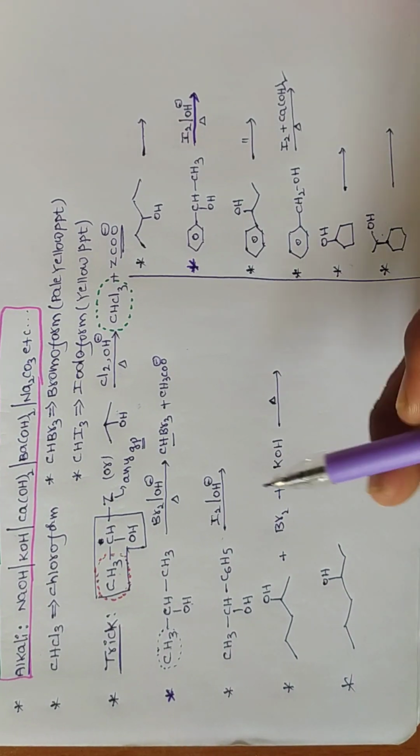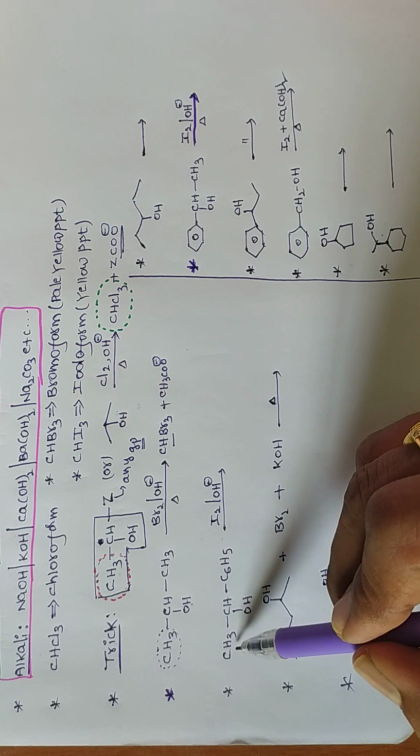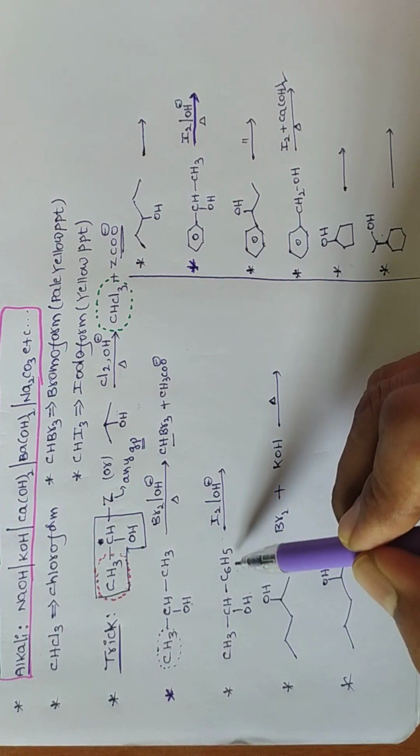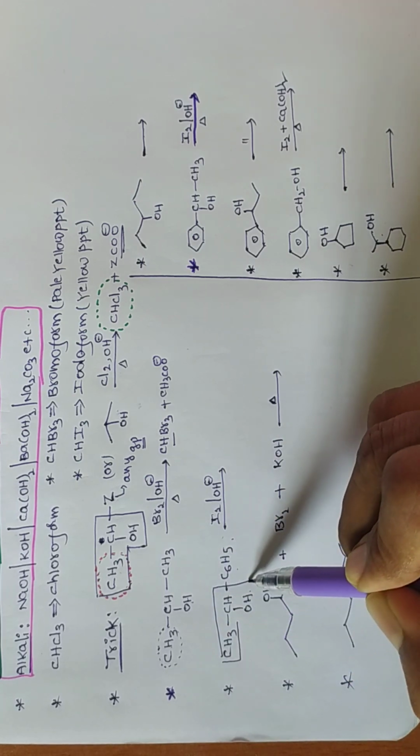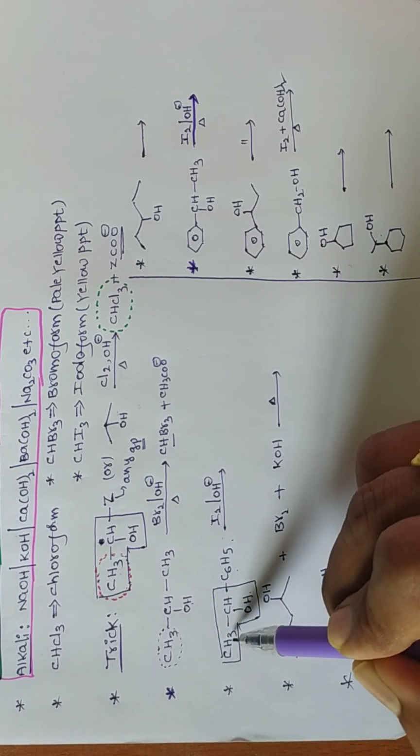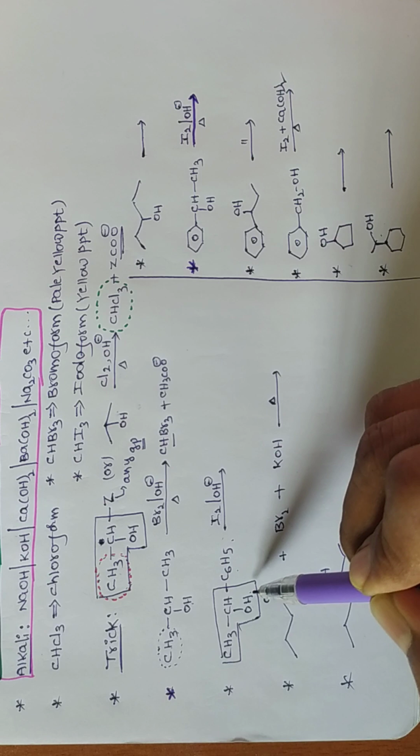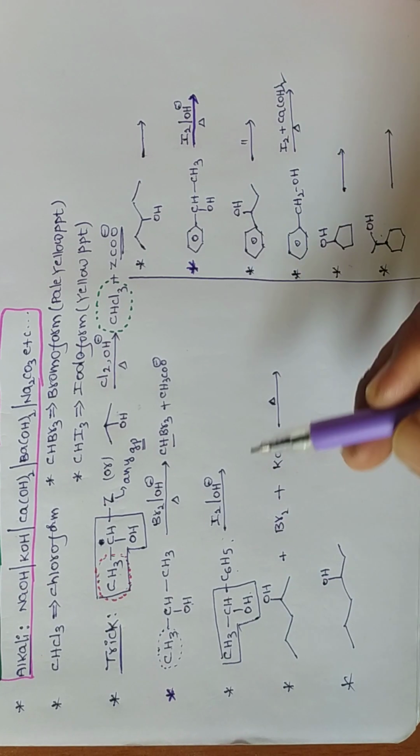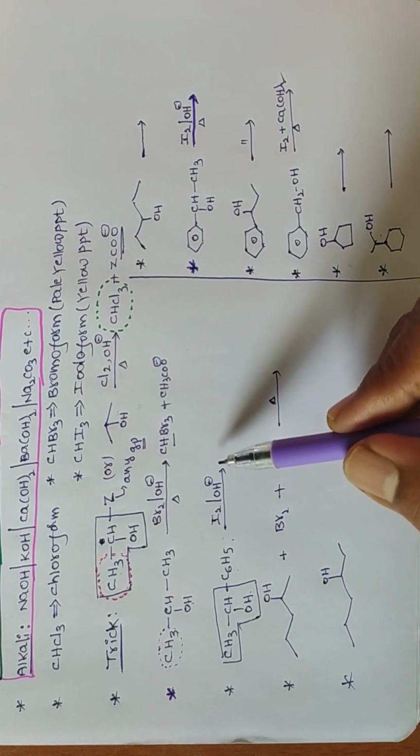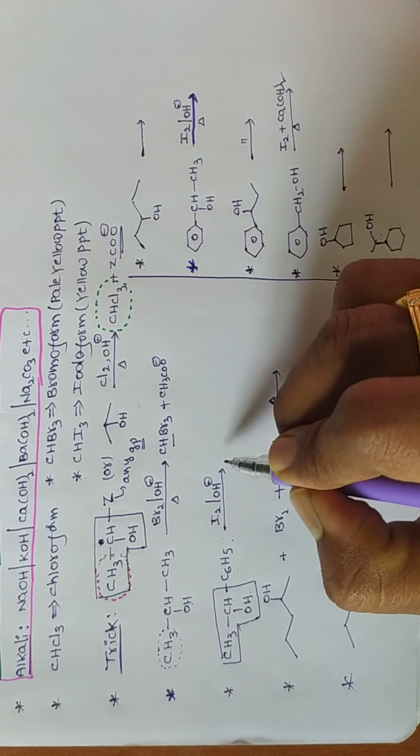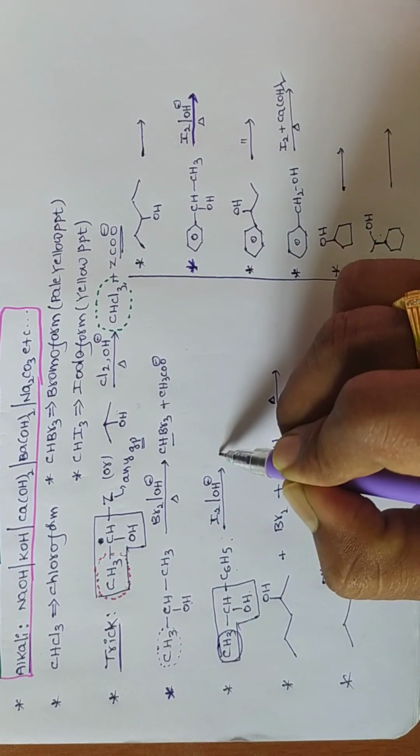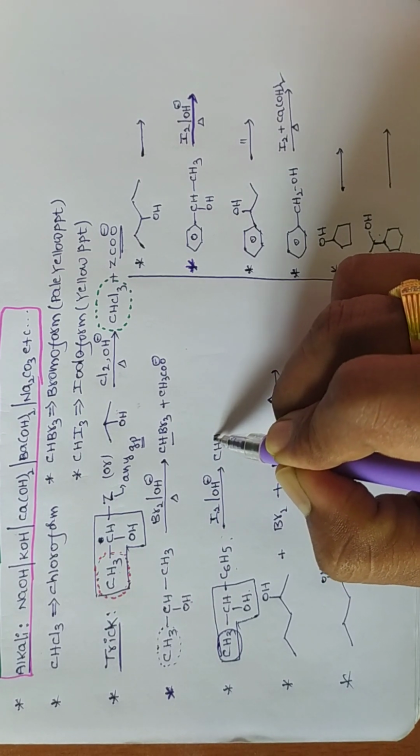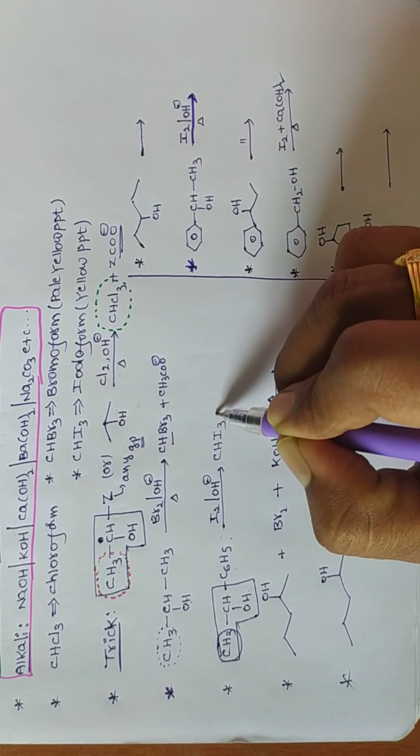Next, will this compound give the haloform test or not? CH3CHOH C6H5. Yes, our compound is having that CH3CHOH group. CH3CHOH group is there, so therefore it will give the haloform test. Here the halogen given is iodine. So this CH3 part is converting into iodine, so therefore we'll get iodoform.